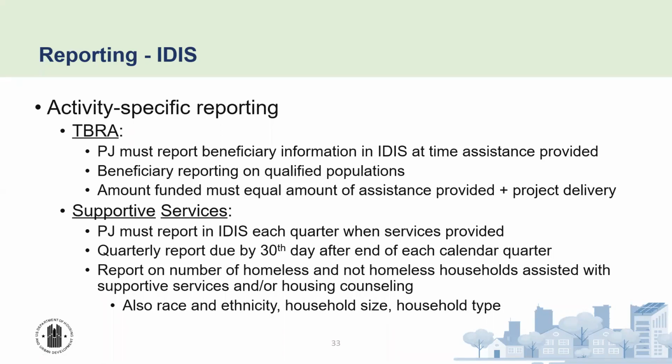If there were two households assisted at the same time, let's say, under an activity, and the first received $1,000 per month for 12 months, and the second received $1,000 per month for 24 months, the activity funding would be limited to $36,000 for that activity. The PJ may also add eligible project delivery costs to the activity, which would be factored into the activity funding limitation for TBRA activities. When no additional households will be assisted under the HOME-ARP TBRA activity and all the funds committed have been dispersed, the PJ must change the activity status to complete.